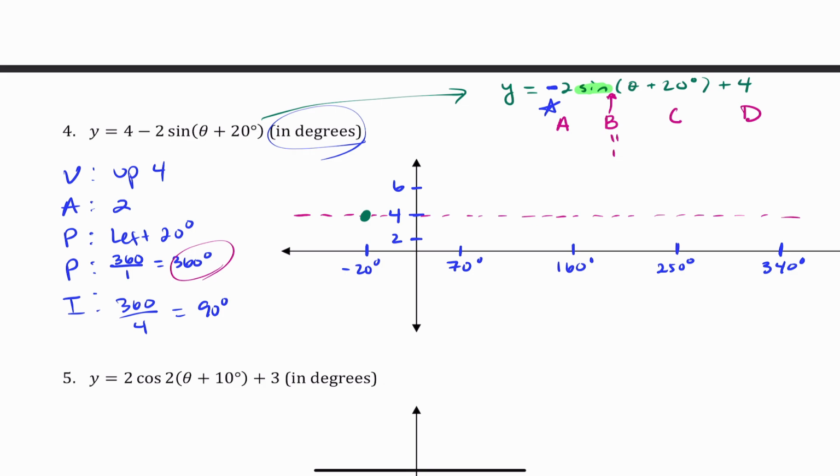Okay? And since it's a negative function, negative trig function, we are going to go down below the middle line. So the lowest point, back to the middle, to the highest point, then back to the middle. Your function should look something like that. Okay?